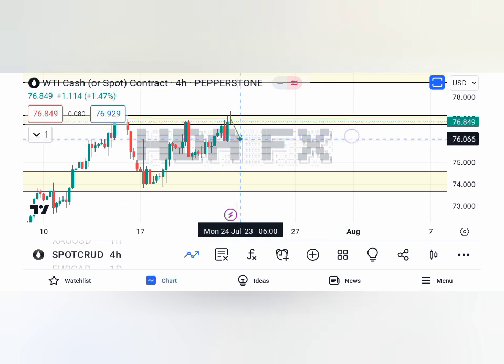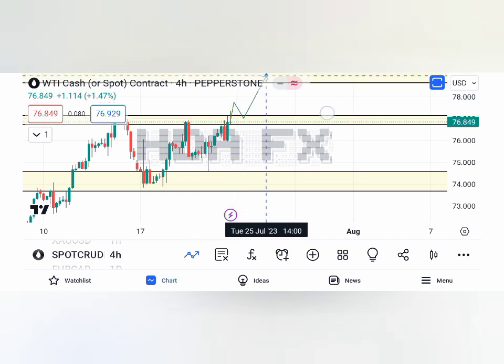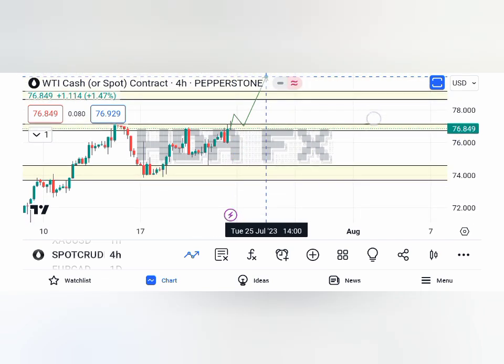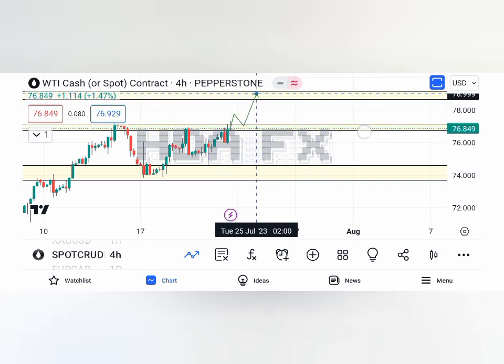Also it can happen that price will break out, and if price breaks out, I'll be waiting for a retest to this zone, then buy up to this point here. If price breaks out, like I said, wait for a retest, then buy up to this point here.